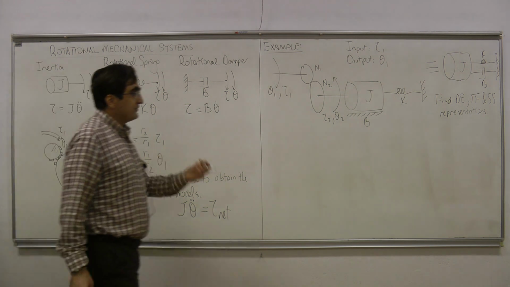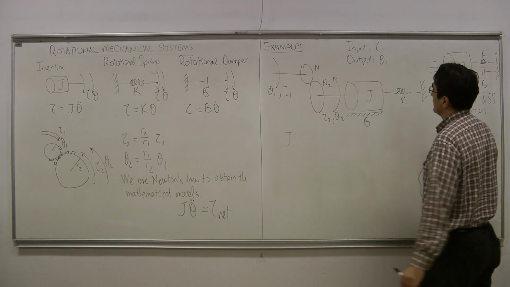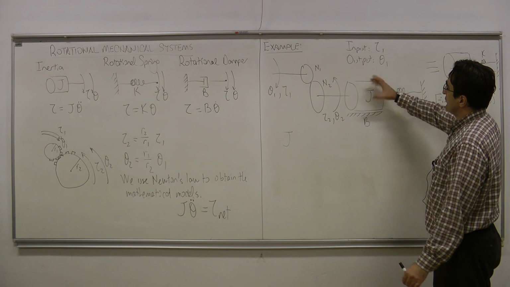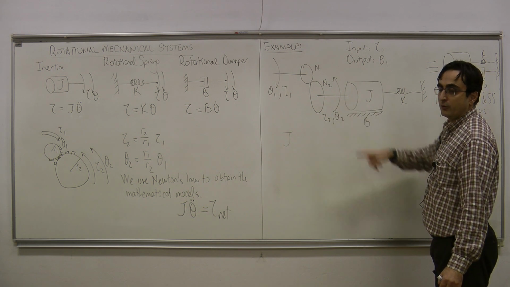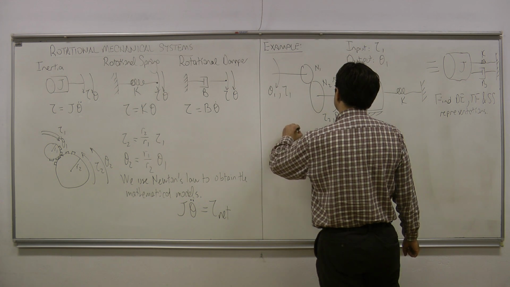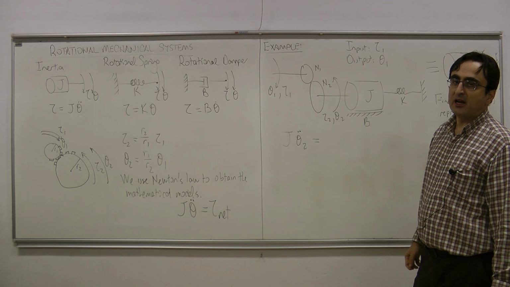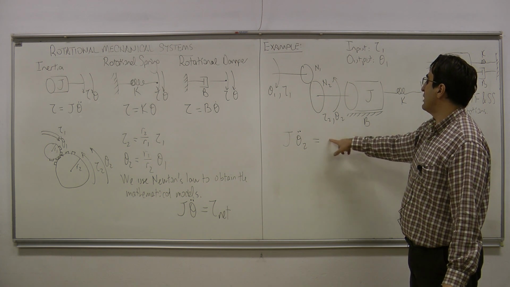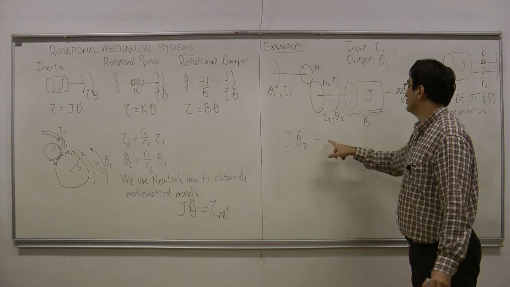So now we always start such problems by writing J times the angular displacement double dot, it's the angular acceleration. So we see that the angular displacement of this inertia is theta 2. It's on this side of the gear. So this is going to be theta 2 double dot. Okay? This is going to be equal to the net torque applied onto this inertia on the right-hand side.